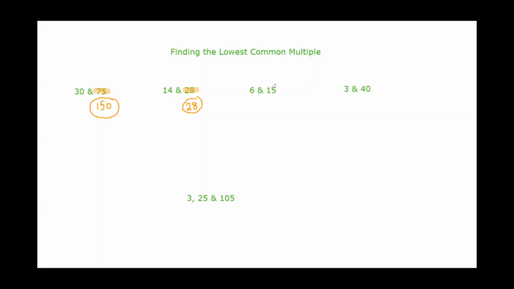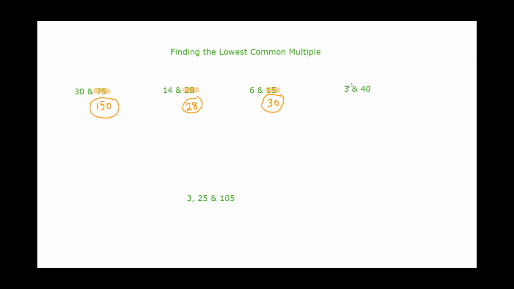So now we're going to look at 6 and 15. So focusing on 15 again. So we're going to ask the question, does 6 go into 15? And the answer is no. So we're going to start going through the 15 times table. So we've got 15, 30, 6 will go into 30 5 times. Your lowest common multiple for 6 and 15 is 30.